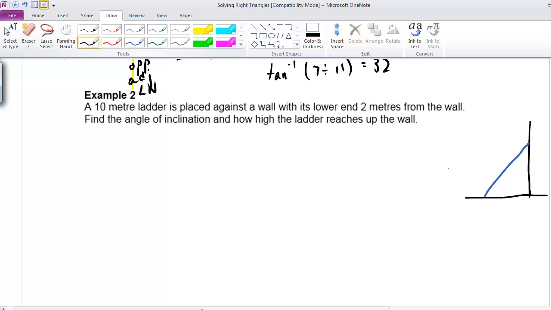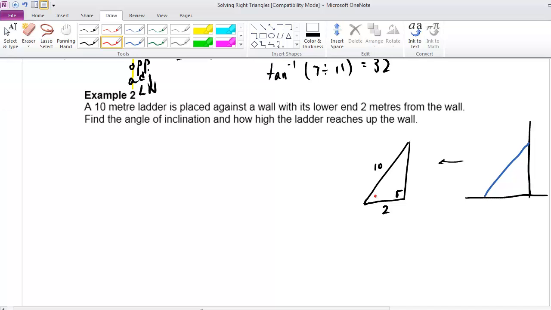So then what I want to do is go from this picture to my triangle, and label everything I know. Well, I'm assuming that's a 90-degree angle where the ground meets the wall. My ladder is the hypotenuse, and the lower end of my ladder is 2 meters away from the wall. And what I want to determine is the angle of inclination. So there's my angle of inclination right there.